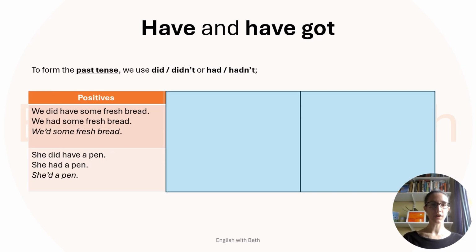To form the past tense, we use did or didn't, or had or hadn't. So the examples here for a positive sentence, we did have some fresh bread, or we had some fresh bread. And again, the less common example with some fresh bread is in italics, and that's the same for all of these examples. The other example, she did have a pen, she had a pen, or the less common, she had a pen.